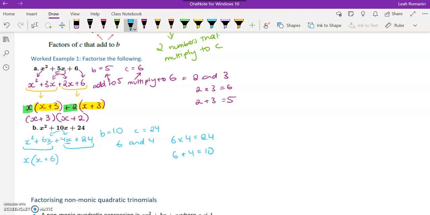For the 4x and 24, my highest common factor is positive 4. So I'm going to be left with x plus 6 in the bracket. Now again, I've ended up with two brackets that look the same, and you can only do this if the two brackets are the same. I'm going to take out my common factor of x plus 6, and in the bracket next to it, I'm going to be left with x plus 4.